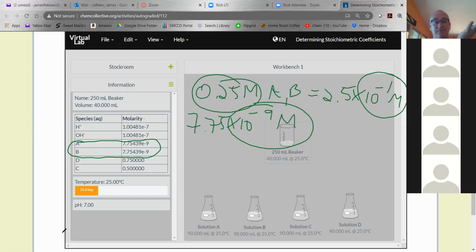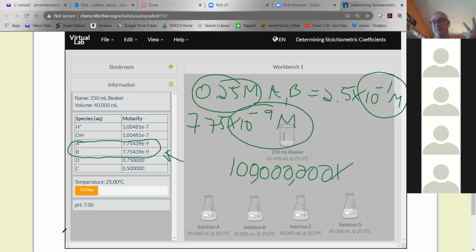Basically it means I've used all of it. It means there's a vanishingly small concentration, because my concentration has gone down by a factor of 1, 2, 3, 4, 5, 6, 7, 8. It's gone down by a factor of 100 million. So it's 100 million times less concentrated than we expect. That's basically gone, basically zero. If it's gone down by a factor of 100 million, it's barely detectable.